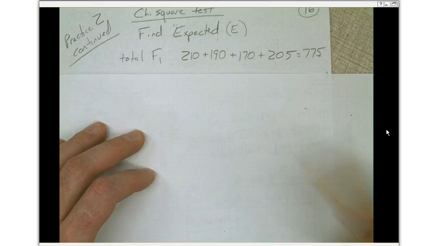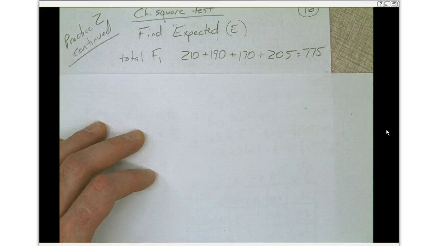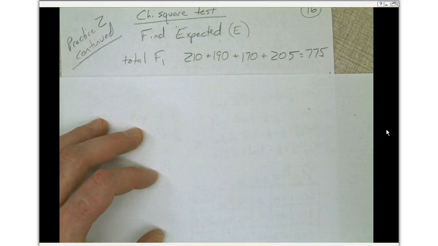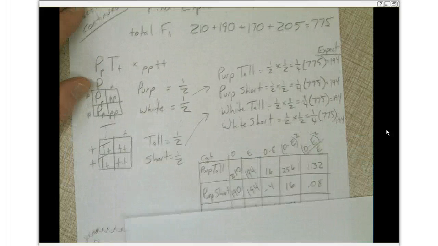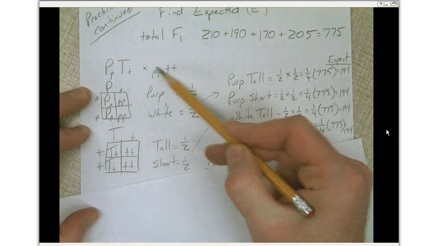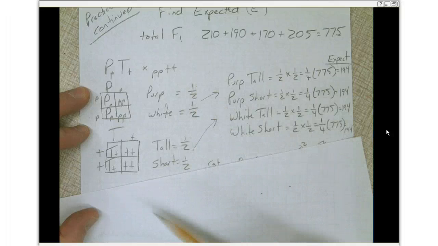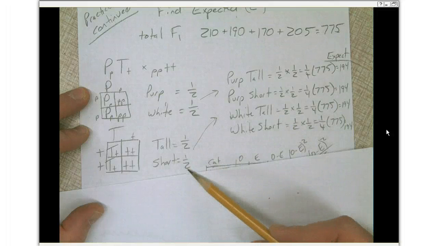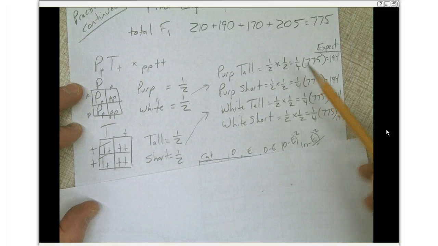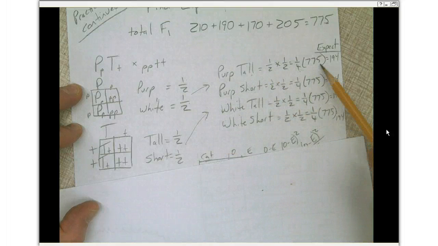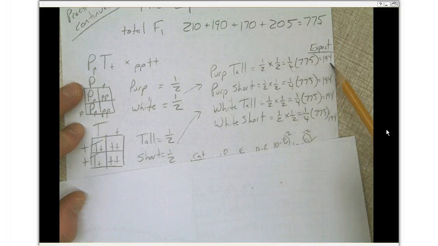So what number of that 775 are going to be purple? What number are going to be purple tall, purple short, etc.? To do that, we have to use our math method of figuring out these kinds of problems. If you do the first trait first, big P crossed with little p, we get half purple, half white. If we do that same thing for the second trait, we get big T, little t. Half are going to be tall and half are going to be short. So to find out the purple tall phenotype, that's a half times a half, which gives us a quarter. 1/4 of 775 gives us a total of 194 expected to be purple and tall.